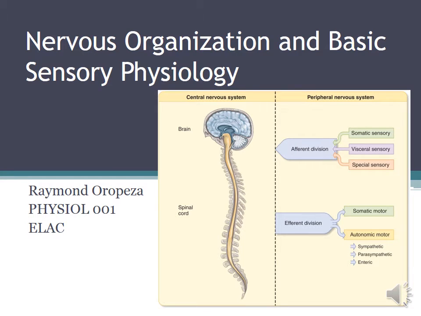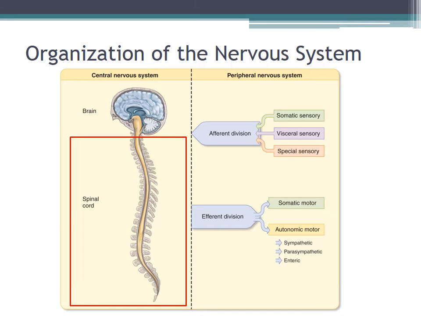Hello everybody, this is your lecture on the organization of the nervous system and some information on basic sensory physiology. Recall in the organization of the nervous system that in the central nervous system you have the brain and spinal cord. What we want to focus on in this particular lecture is some information about functions of the spinal cord and brain. So we'll start with the spinal cord.